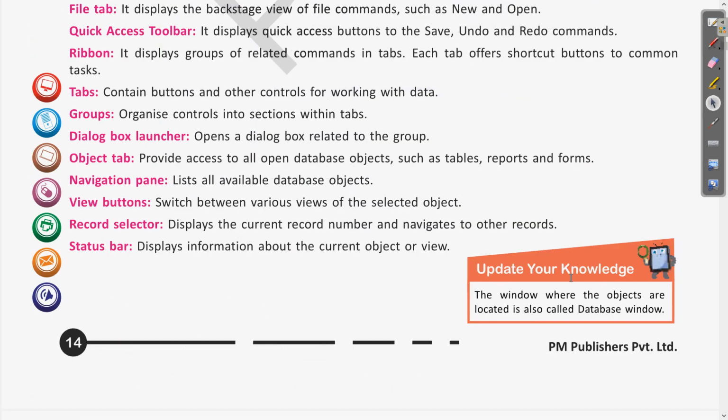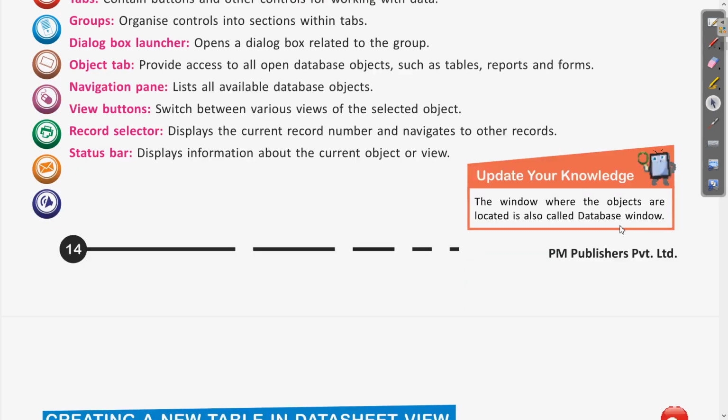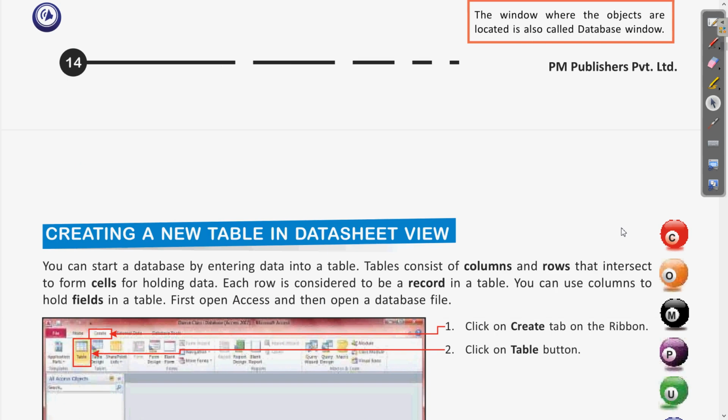So you can read the Update Your Knowledge box also. The window where the objects are located is called the database window. Okay. So what does it mean? Whatever different objects are displayed in Microsoft Access, that window is called the database window. I hope this is clear. Now let us see what the next topic is.